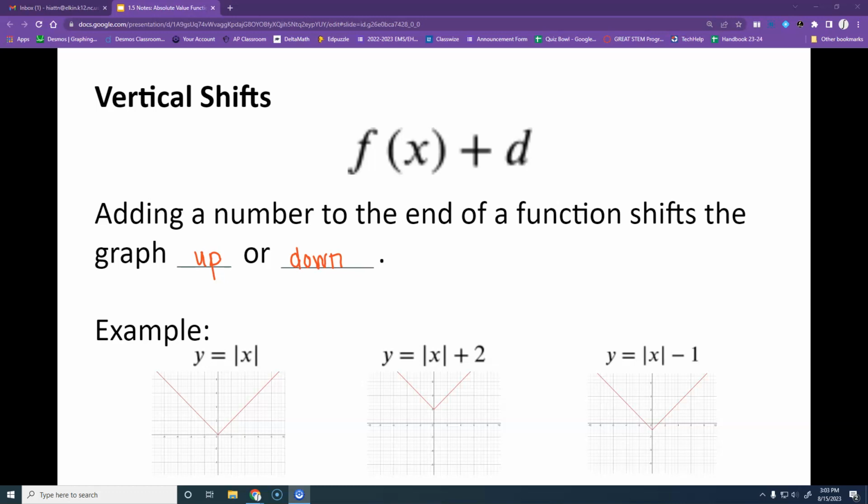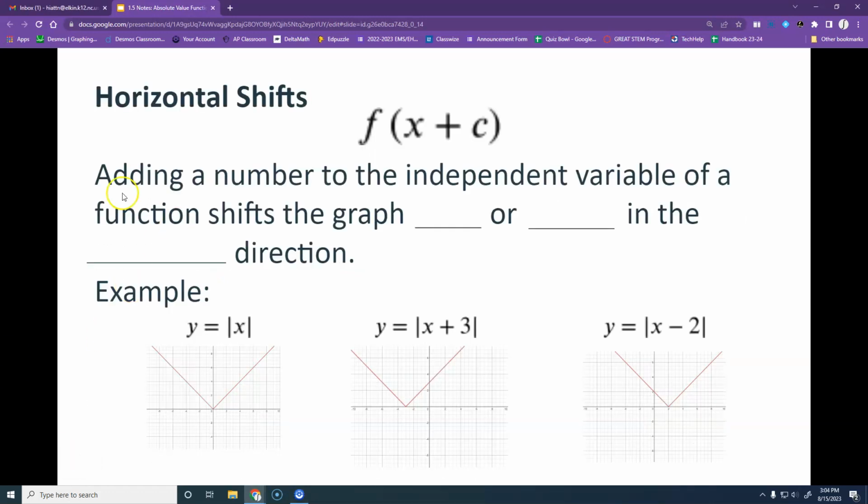We're going to have something similar happen with our horizontal shifts. But there's going to be one thing a little bit different here. With the horizontal shift, the number gets added on the inside of the parentheses here. So your independent variable, in this case your x, you're adding to that variable inside of the parentheses. And whenever you do this, the function shifts to the left or right in the opposite direction.